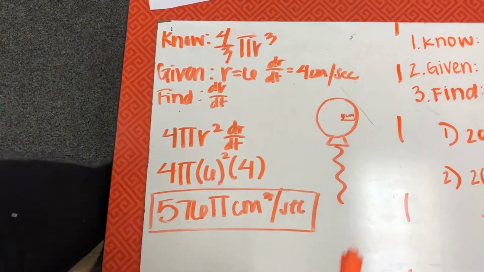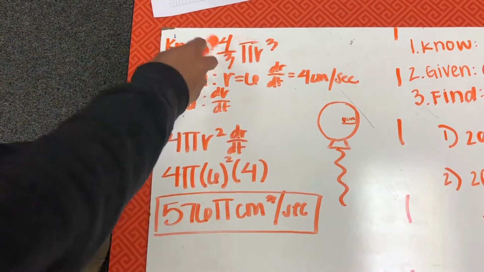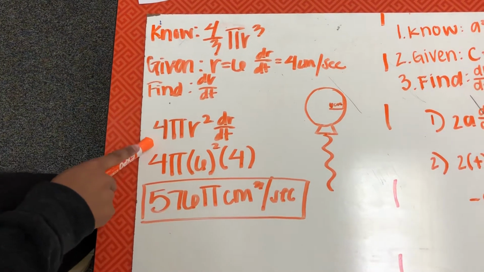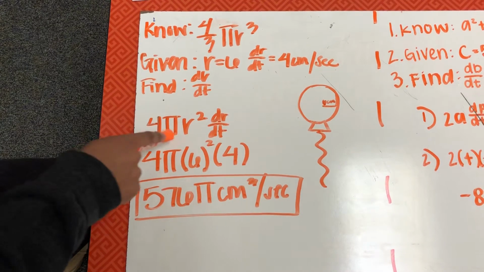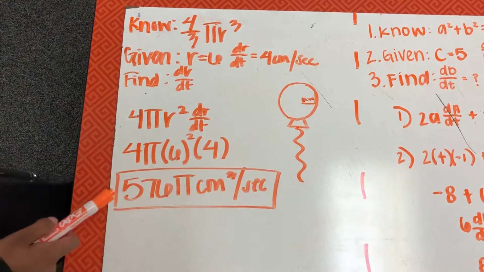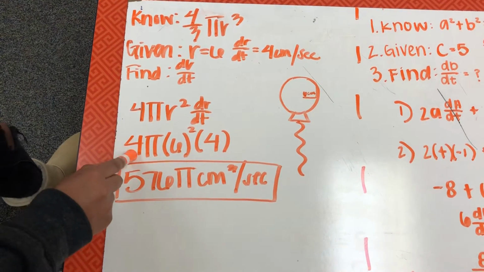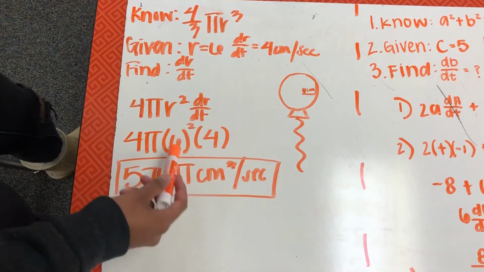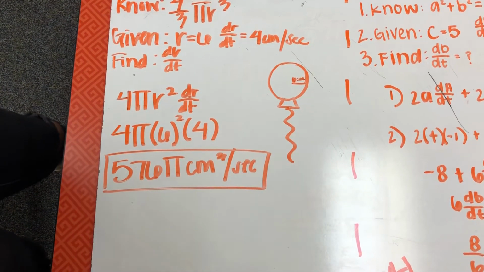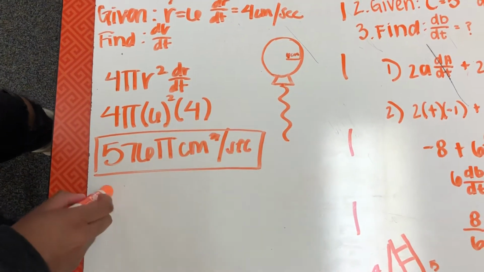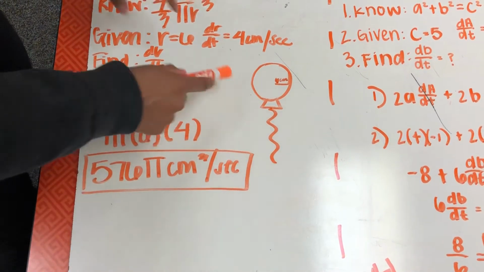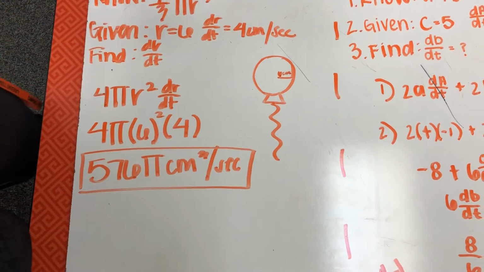4/3 pi r cubed. So we took the derivative of the volume, which would be 4 pi r squared times the rate. So if you plug everything in, you get 4 pi times r, which is 6, squared, times 4, and it gives you 576 pi cubic centimeters per second, which is how fast it's expanding.